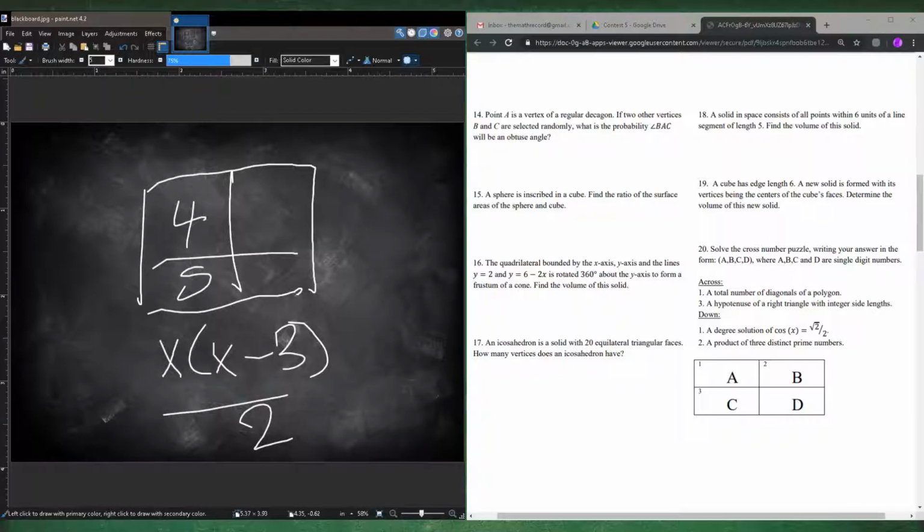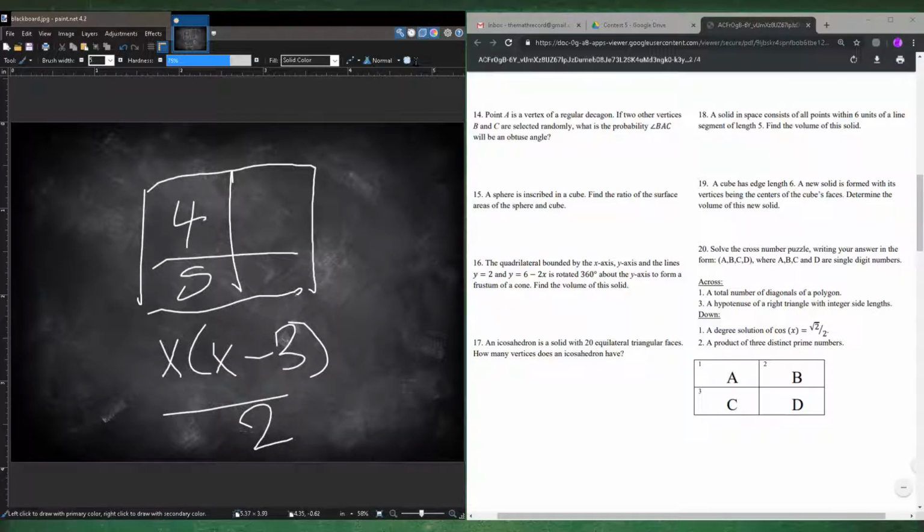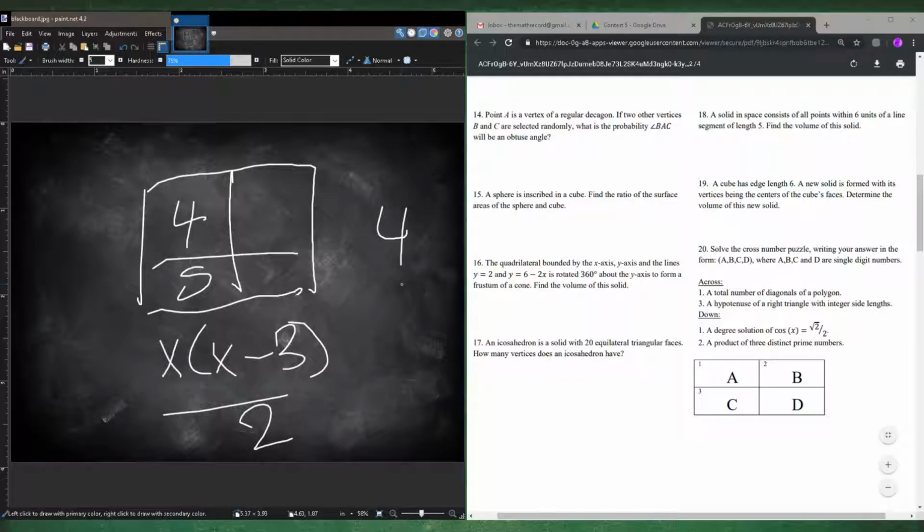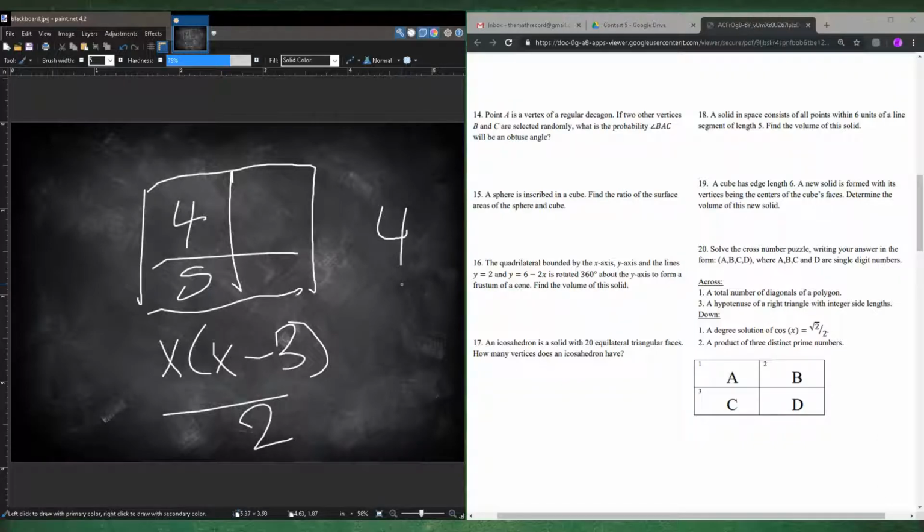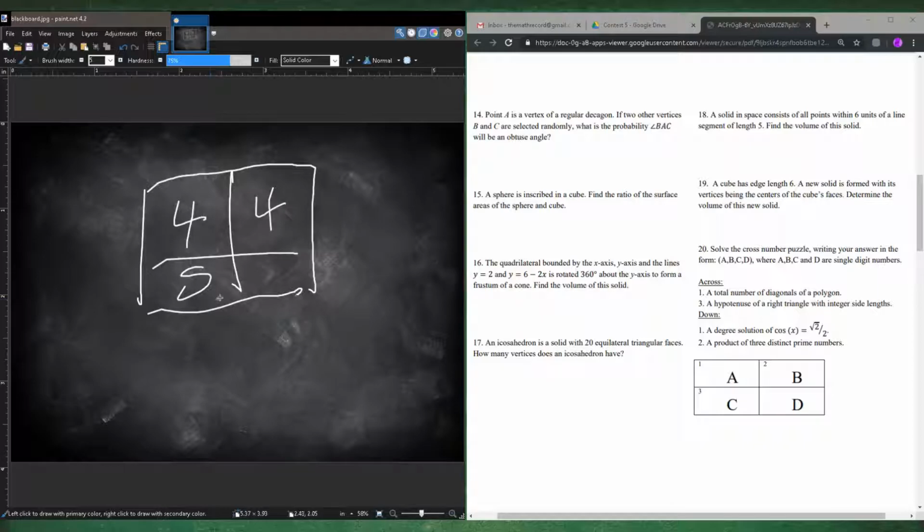So let's just say x is 6. So 6 times 3 divided by 2. Nope, too small. Let's say 10. 10 times 7 divided by 2 is 35. Also too small. 11 times 8 divided by 2 is 44. 12 times 9 divided by 2 is 54. So it goes from 30-something to 44 to 54. So the only one with the tens digit of 4 is 44. So this is 44, right?